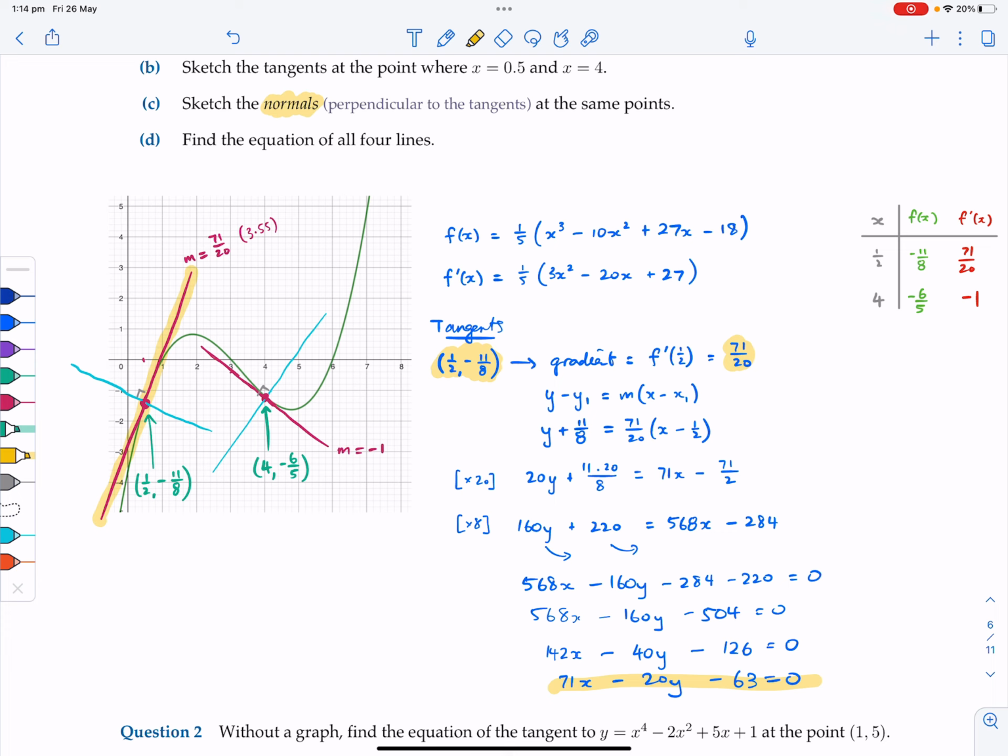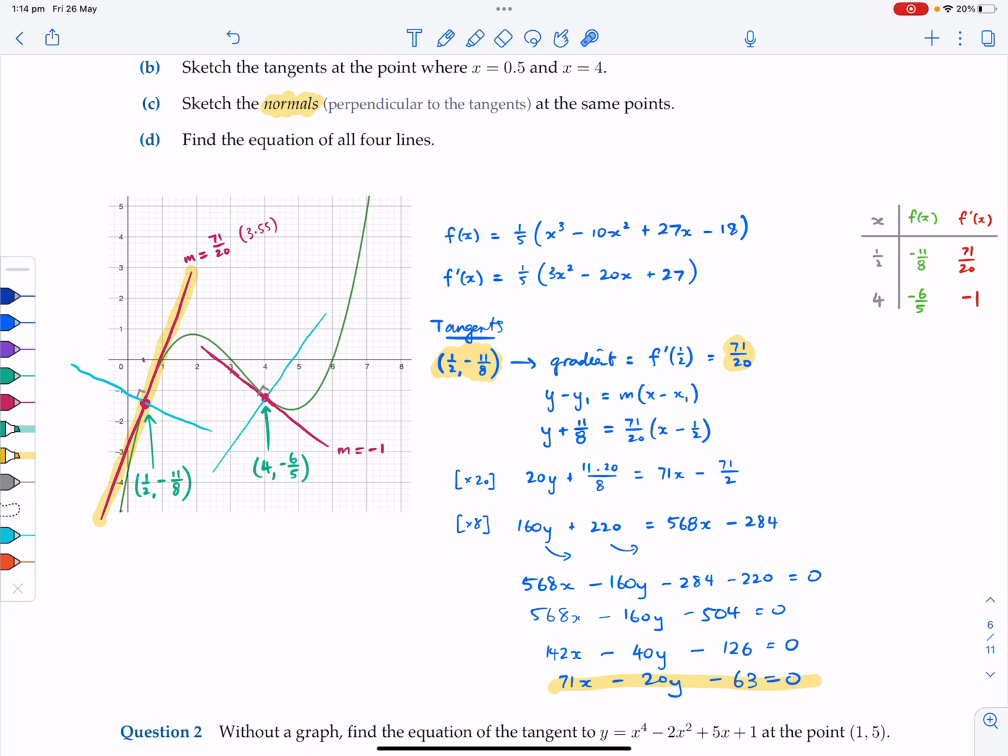Okay, that is the equation of that, because we use the point and the gradient, right? You can see the gradient, 71 over 20, and that point, right? And then y minus y1. Okay, so all of this was messy, but the process is simple enough. To get the equation of a line, you use the point gradient formula, and you do whatever it takes to get the information about the point and the gradient.